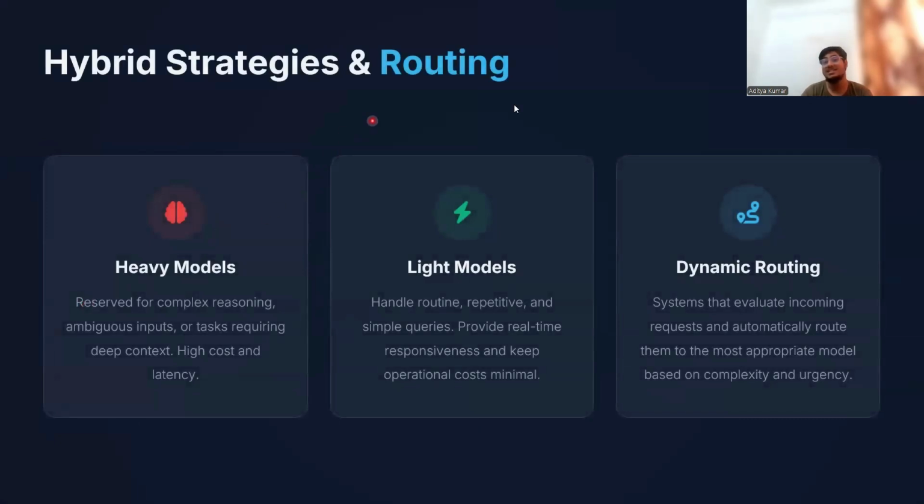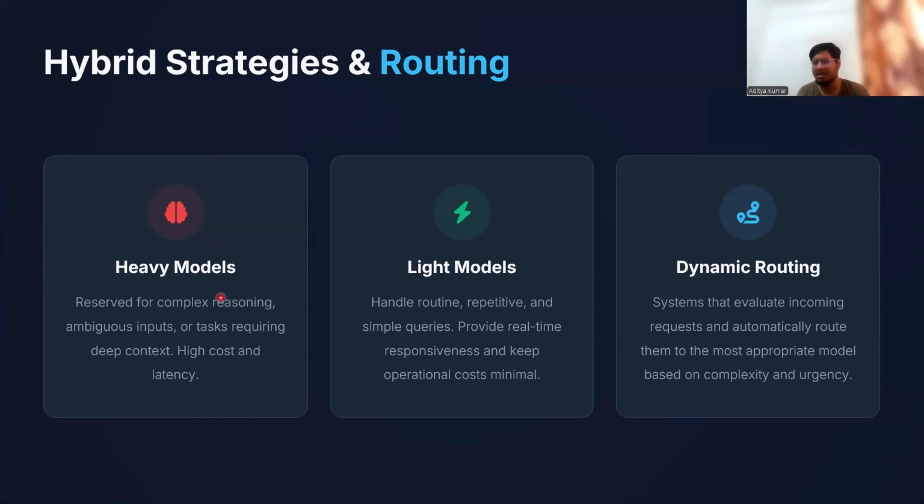Now, hybrid strategies and routing. The topic of routing I will cover in a later part of this lecture series, not in this lecture, because this is a very important topic. We generally study routing in the form of tools, where the LLM can call different types of tools on the basis of the task it is performing, with the help of a router. But in this case, what is the routing? Let me explain. For example, your agent wants to handle a complex task and a very simple task also.